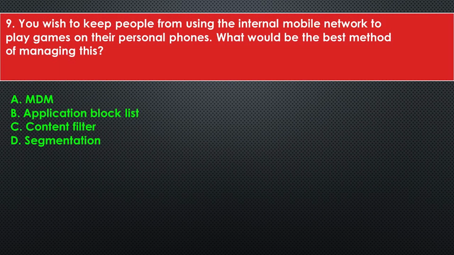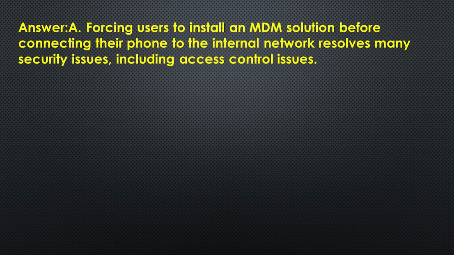9. You wish to keep people from using the internal mobile network to play games on their personal phones. What would be the best method of managing this? A. MDM. B. Application block list. C. Content filter. D. Segmentation. Answer A. Forcing users to install an MDM solution before connecting their phone to the internal network resolves many security issues, including access control issues.